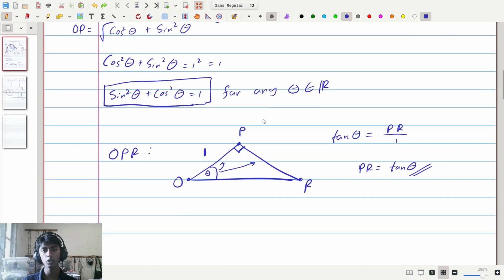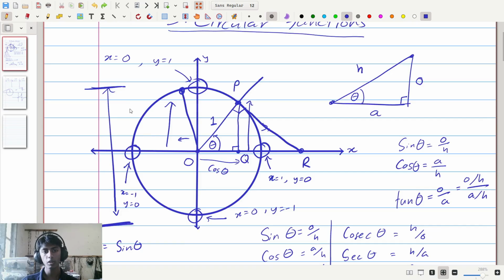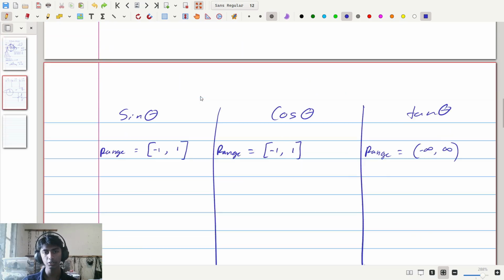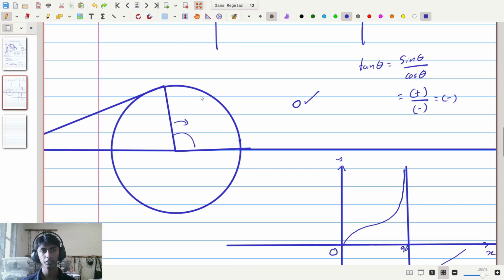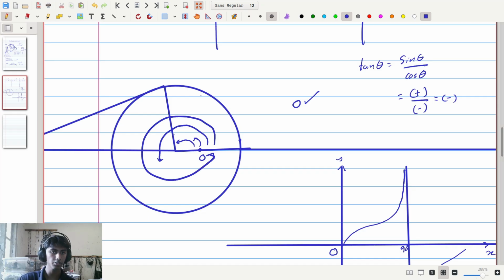Next, if we talk about the domain for these three trigonometric functions, we are putting an angle into here. So the angle could start at 0, and we could start turning in the anti-clockwise direction and start taking angles. We could take this angle, it's valid. We could take this angle, it's valid. We could take a bigger angle like this, it's valid. We could do a full circle and come all the way back, it's valid.